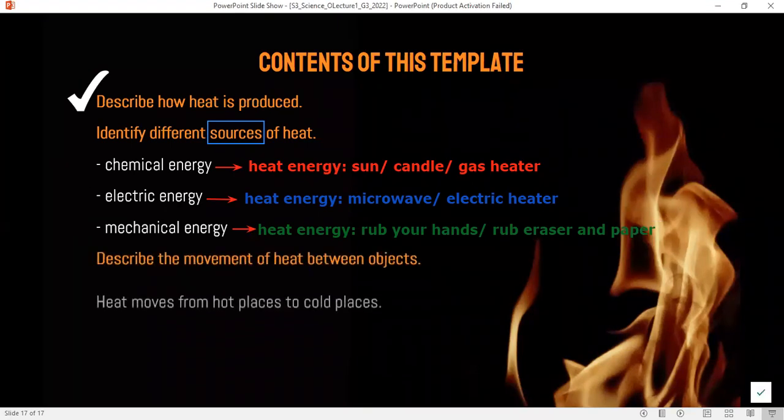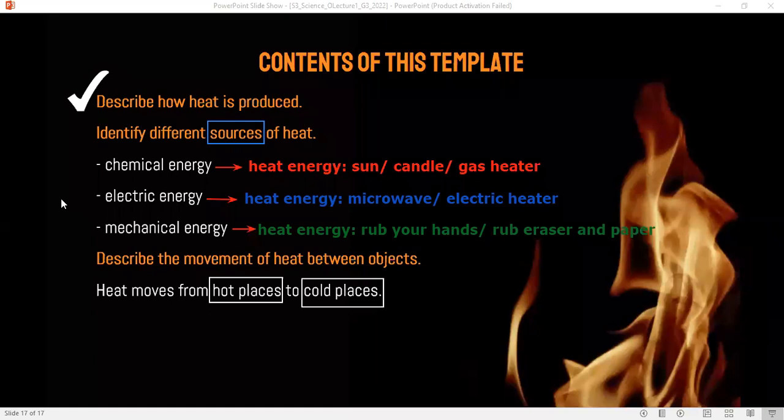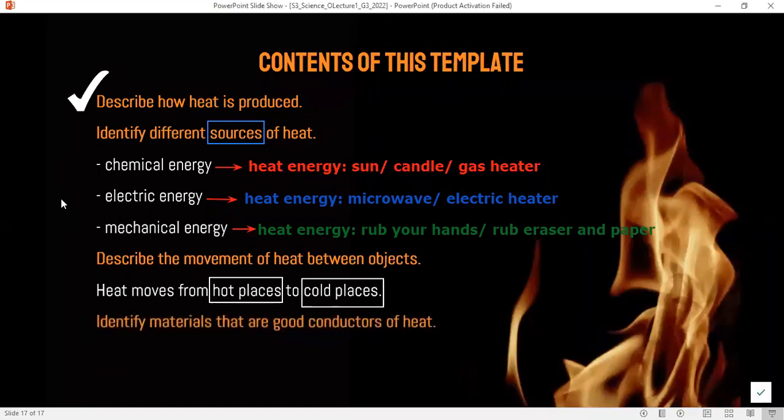Heat moves from hot places to cold places. Each time you want to think about the movement of heat, always ask yourself, what is warmer and what is colder? Heat energy moves from hot places to cold places.